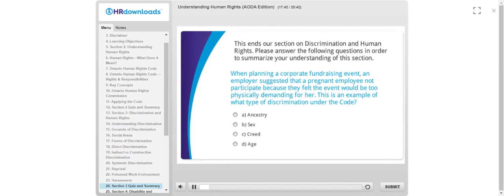Please answer the following questions in order to summarize your understanding of this section. Question 1. When planning a corporate fundraising event, an employer suggested that a pregnant employee not participate because they felt the event would be too physically demanding for her. This is an example of what type of discrimination under the Code?